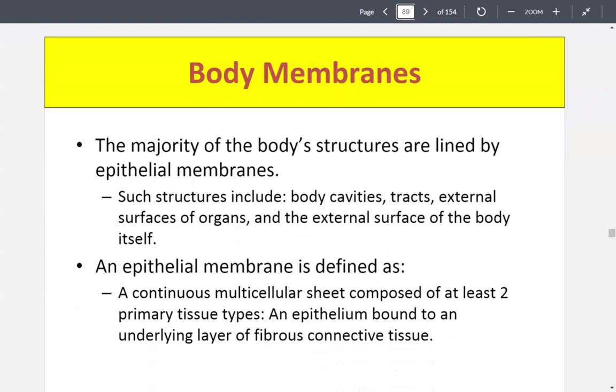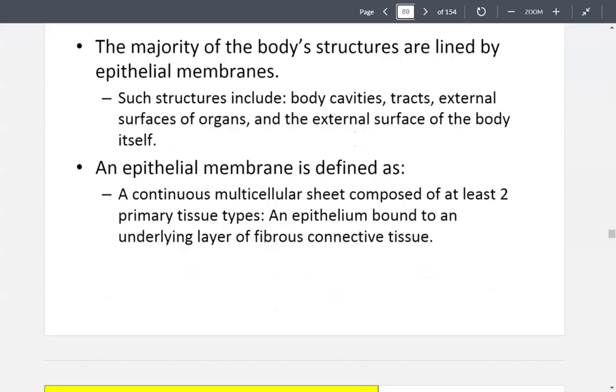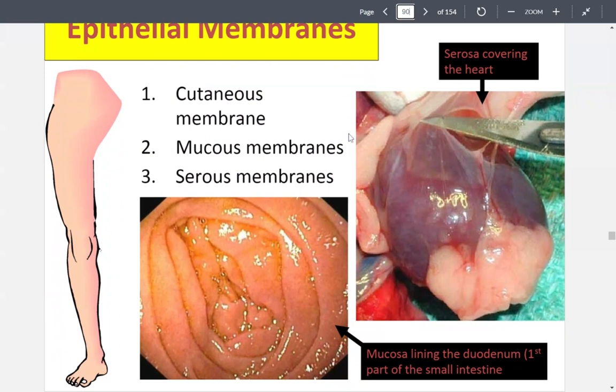An epithelial membrane is a continuous multicellular sheet composed of at least two primary tissue types. It is an epithelium bound to an underlying layer of fibrous connective tissue. When we get into our integumentary system, which is in two audios, we'll talk about that in far more detail. All right, epithelial membranes come in three types: cutaneous, mucous, and serous.